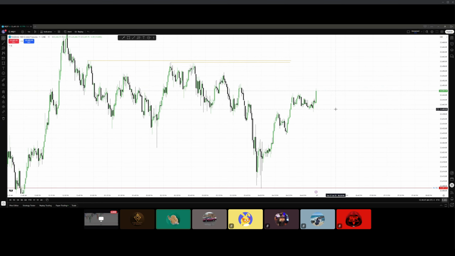Market failed to take this again. As you can see, it didn't close through it. So now you're starting to see a reversal happen at this point. It came down, made a lower low, right? Came down, made a lower low.